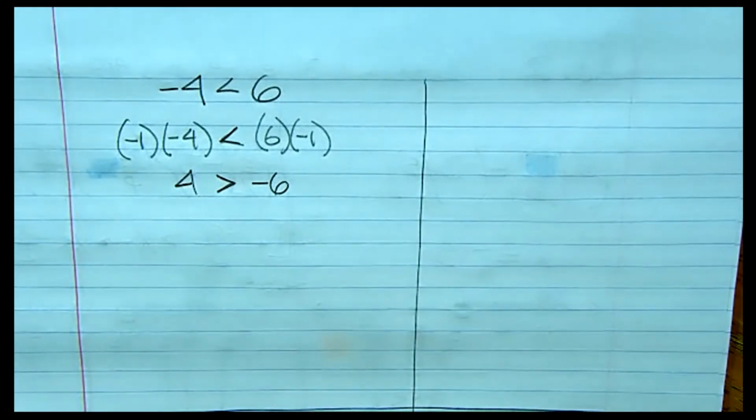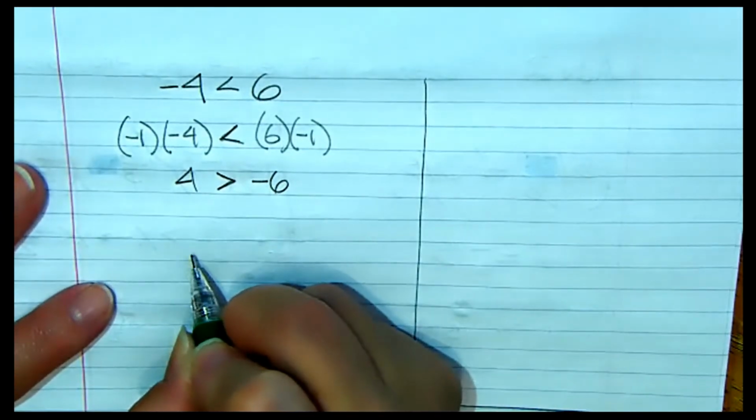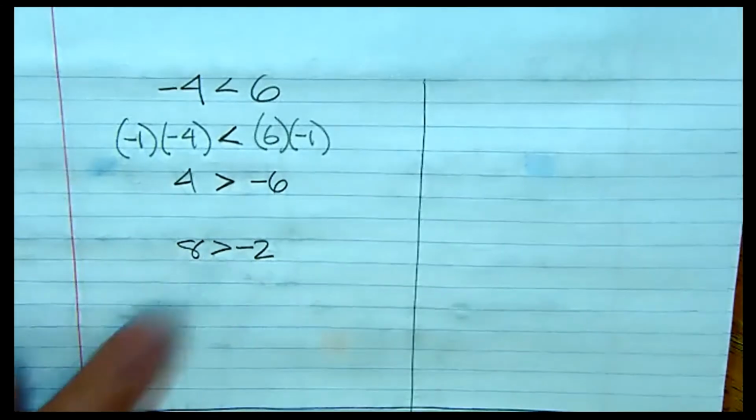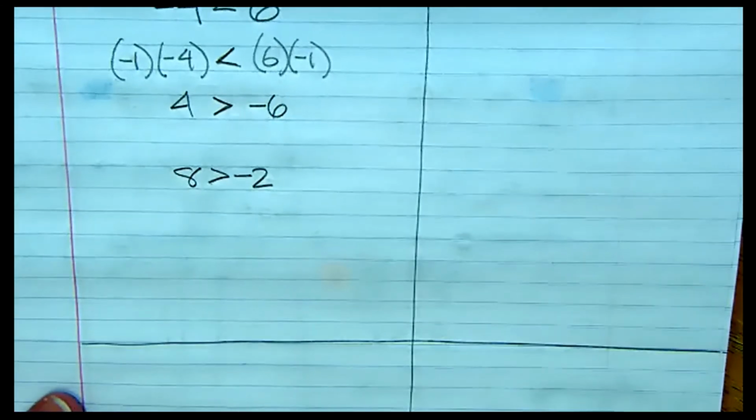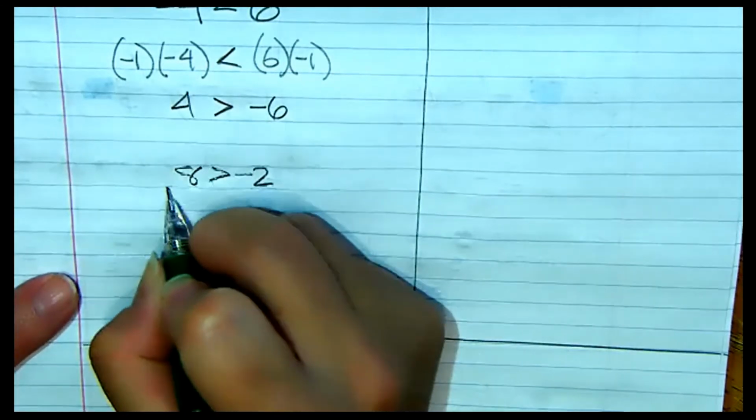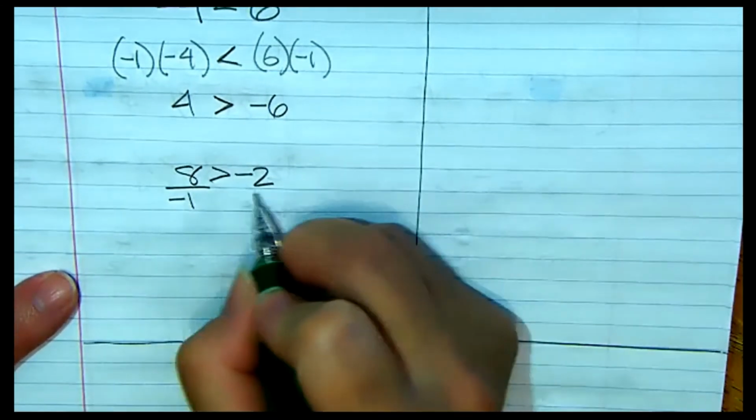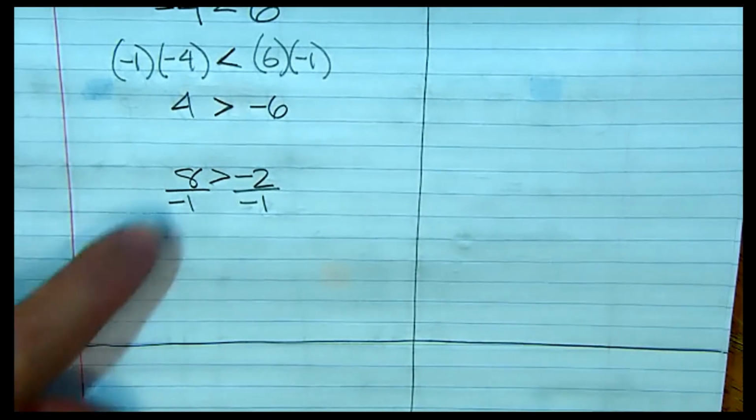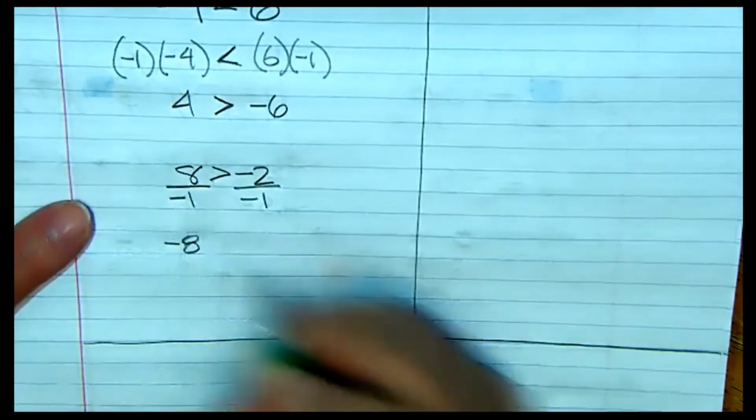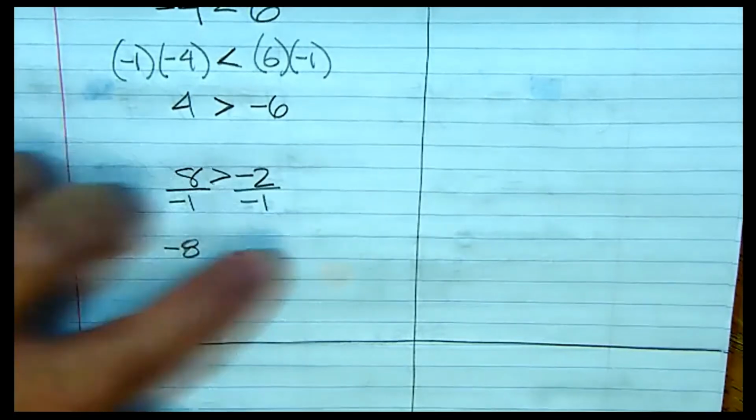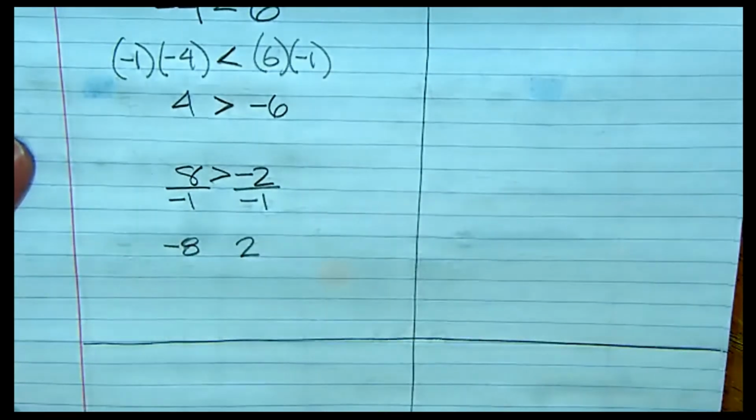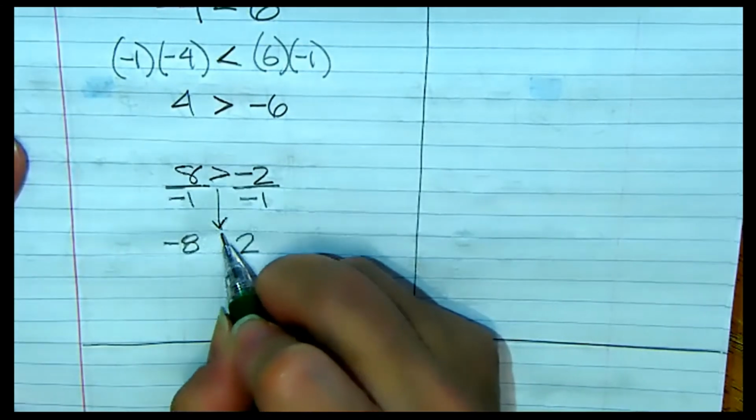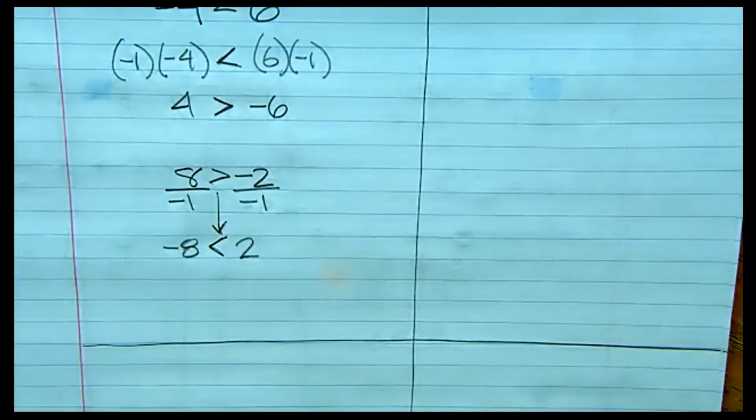Let's do another one. Let's take a look at 8 is greater than -2. Do we agree that 8 is greater than -2? Well, what happens when I divide 8 by -1 and I divide -2 by -1? 8 divided by -1 is now -8. -2 divided by -1 is now +2. So we have to switch our sign to make sure the statement stays true.